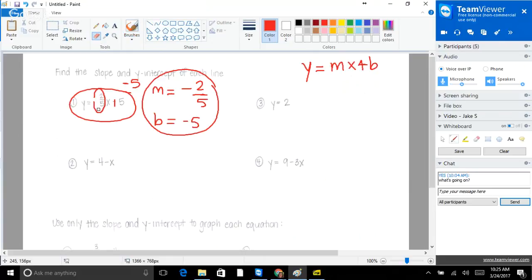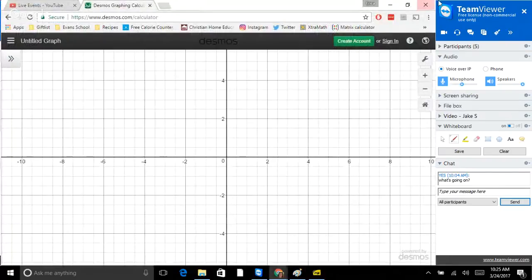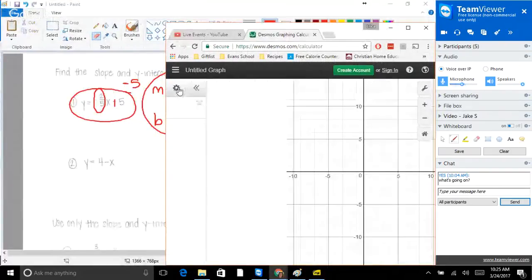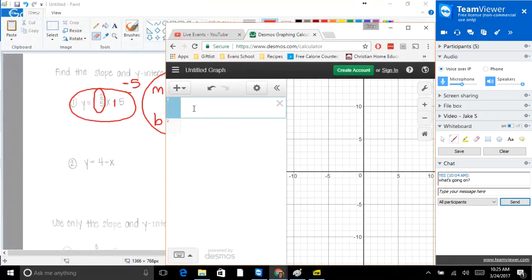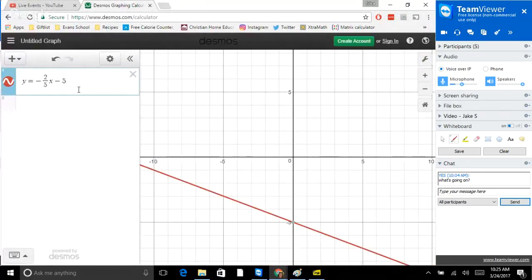Okay, I'm going to take it a little bit further. Do you remember how I told you guys about Desmos and how it can help you graph things? We're going to actually graph this so you can see what I mean. So my equation is y equals negative 2 divided by 5 times x minus 5. Okay, so this is my equation. Let me pull it up bigger here. You can see the equation here and you can see the graph over here.